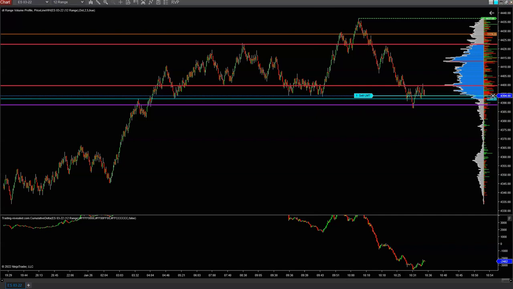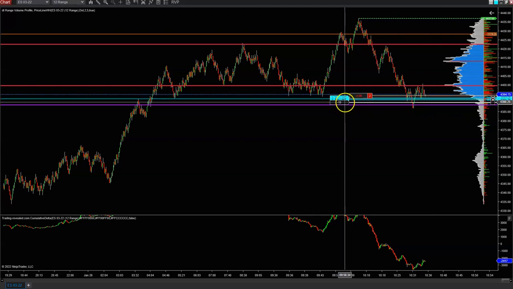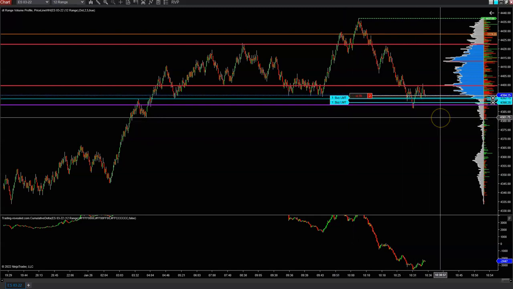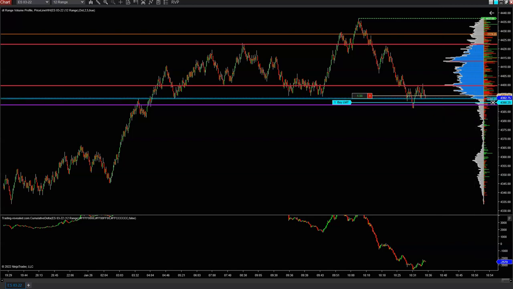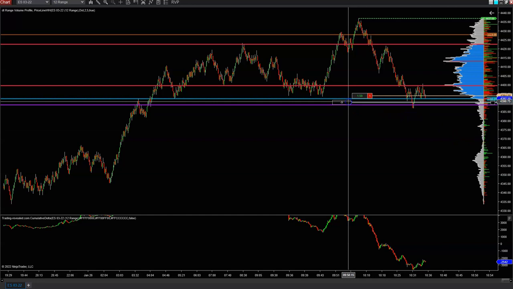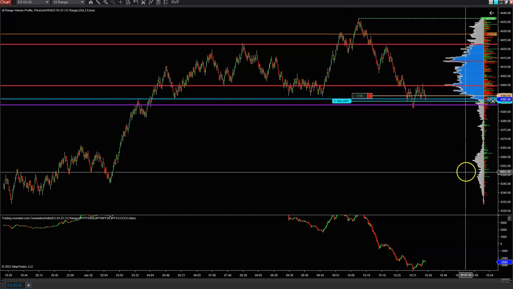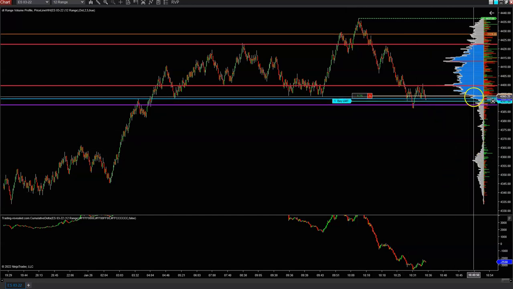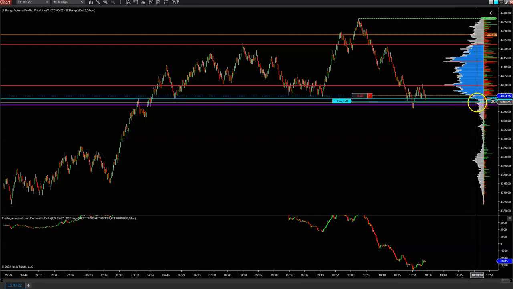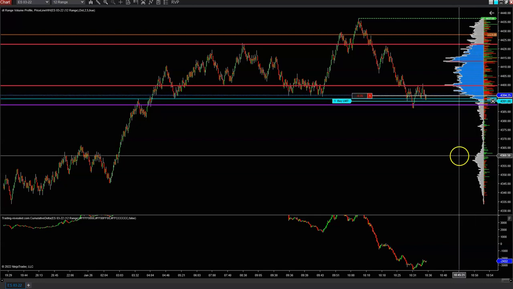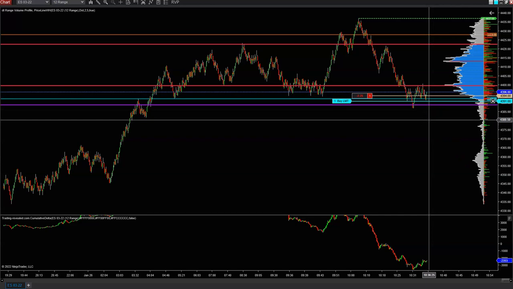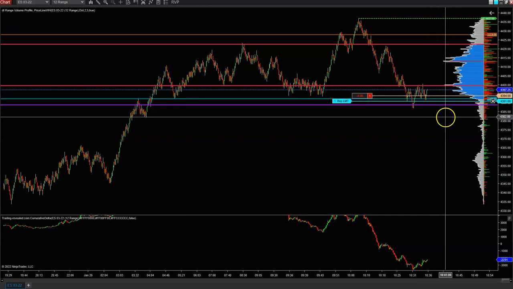Okay, I'm short. Come on. Come on. Come on. Fill it. We're at the lower end of this little high volume node right here. So price is getting to a low volume area. I should have probably taken profit there.